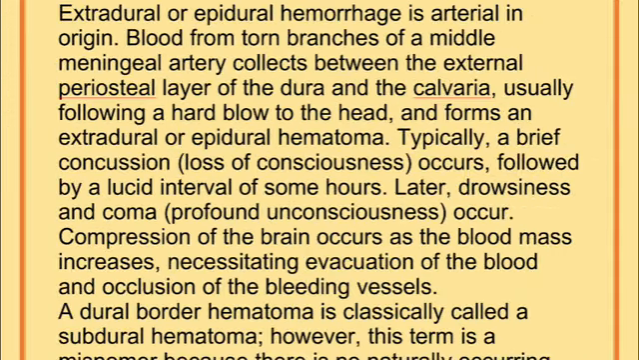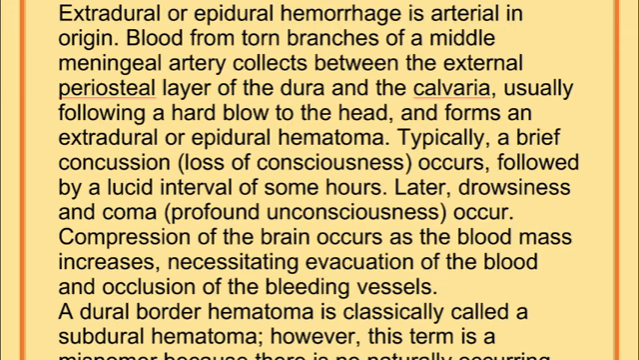Now let me talk about head injuries and intracranial hemorrhage. You can have extradural or epidural hemorrhage, that's bleeding, and this is usually arterial in origin. Blood comes from torn branches of the middle meningeal artery, and this blood collects between the external periosteal layer of the dura and the calvaria.